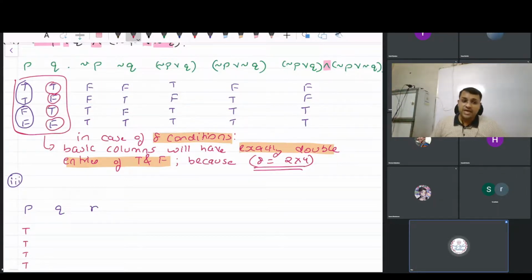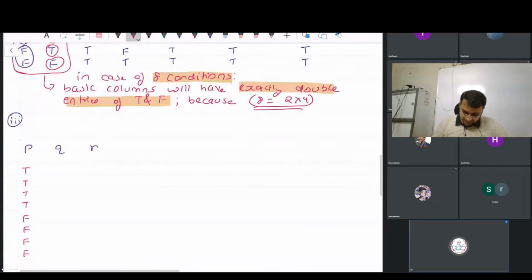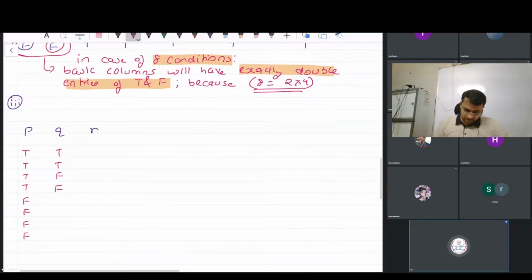So guys, what will happen? It will all become double. So when there was only single T, now there will be T for 2 times. So now I will write T and T, F and F. Again for the next T and T, and then it is again F and F.